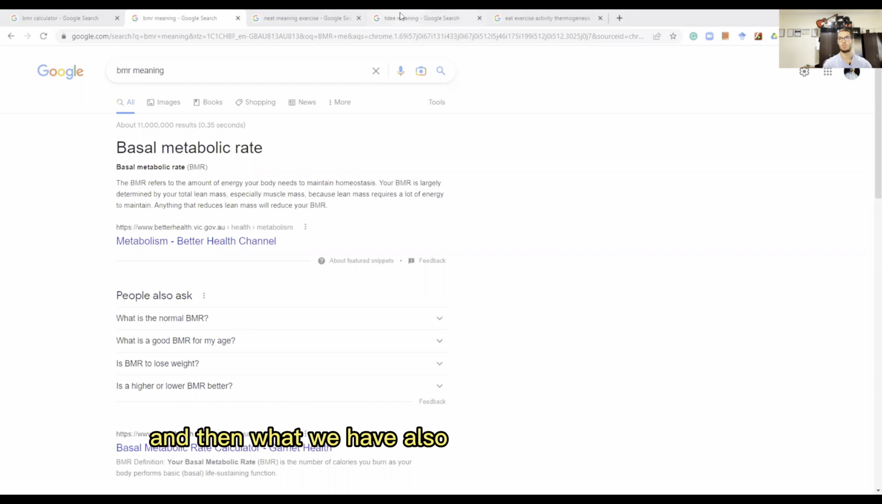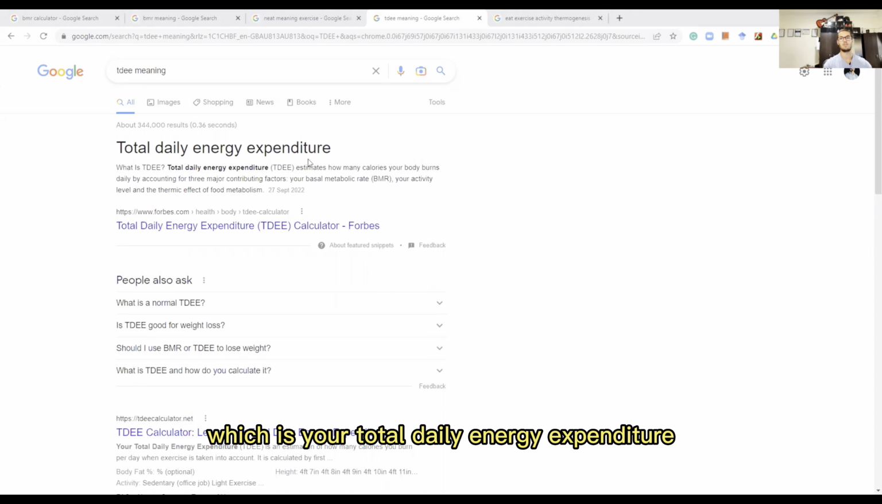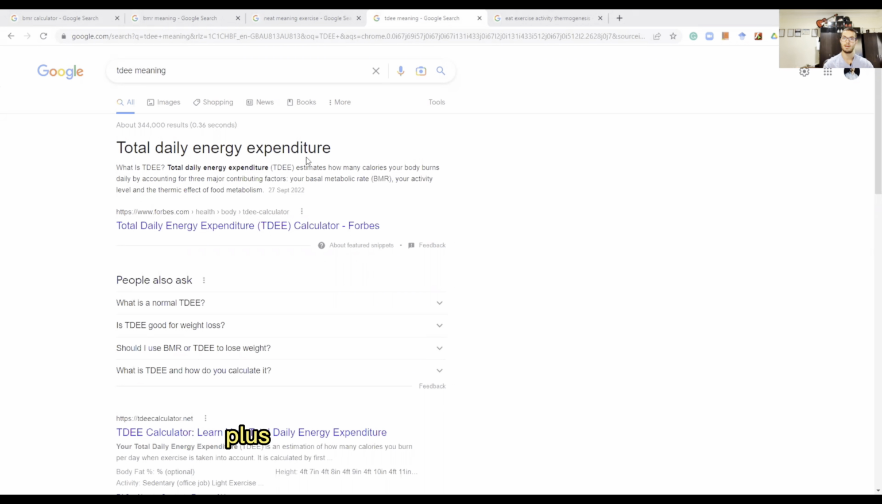And then we also need to know the TDEE, which is your total daily energy expenditure. So that's your BMR plus all the exercise that you do on top. So how many steps you do, how fidgety you are, whether you move your hands or you don't, etc. And here's a definition. The TDEE is an estimate of how many calories your body burns daily, accounting for three major factors: BMR, the main one, your activity level, and the thermal effect of food. Different foods will help you either gain or lose weight, and they have different thermal effects.